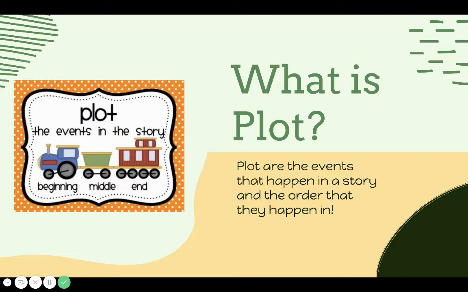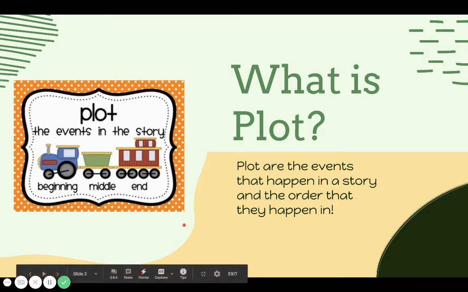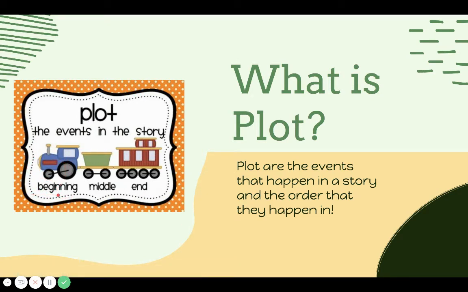First, we need to know what this word plot means. So what is plot? Plot is what we call the events that happen in a story and the order that they happen in. So if you'll look over here, we have a train, we have the engine, and that's the beginning of our story. We have some cars in the middle, that's the middle, and the caboose is what happens at the end of our story. That's a good visual for us to think of when we are thinking about plot, because beginning, middle, end are the three important pieces in every story that you read.